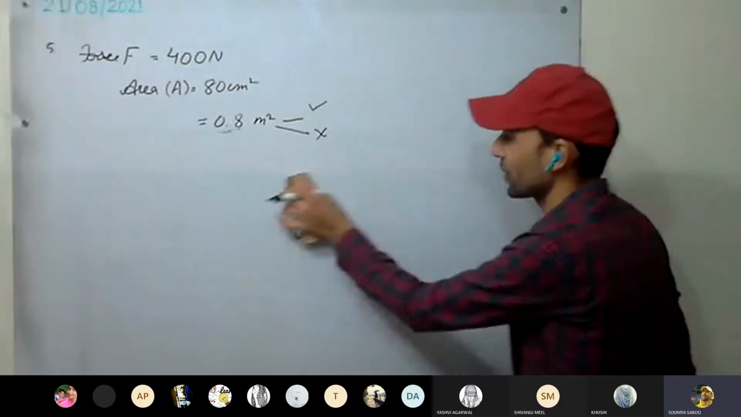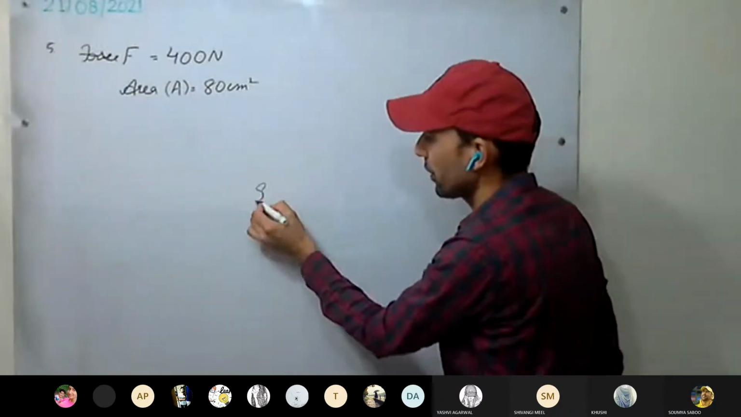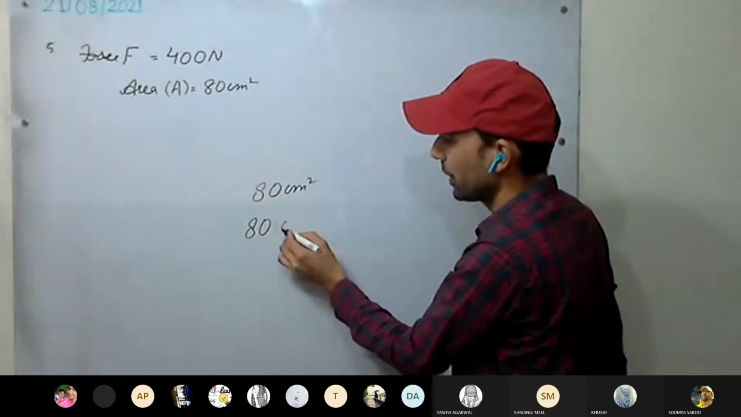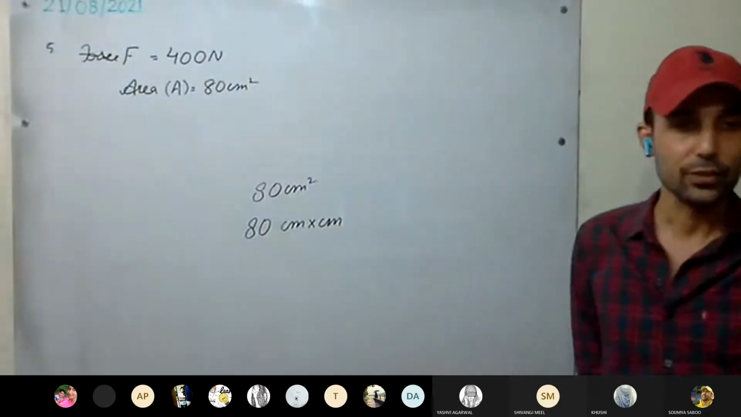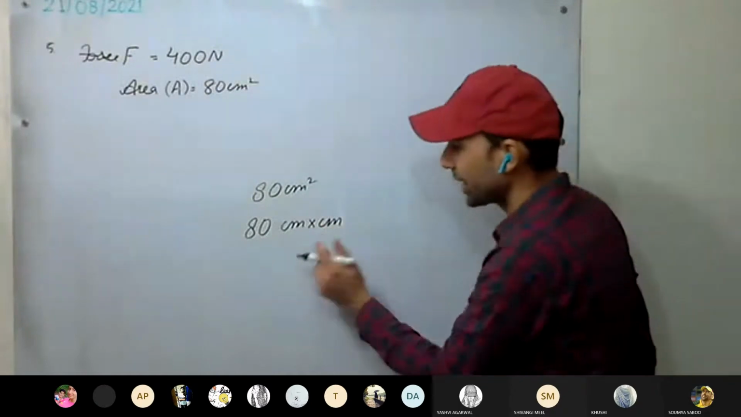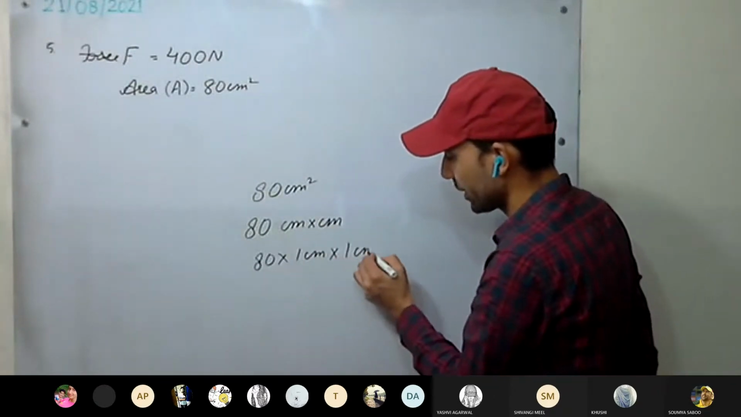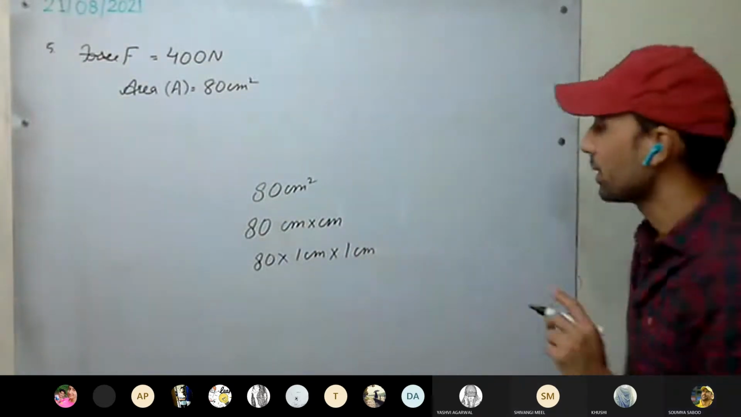See here what you have to do. How to convert it into meter square. Okay. 80 centimeter square we have to convert. 80 centimeter square means 80 into centimeter into centimeter. Yes or no? Can we write it like this? 80 into 1 centimeter into 1 centimeter. Yes, we can write it like that.